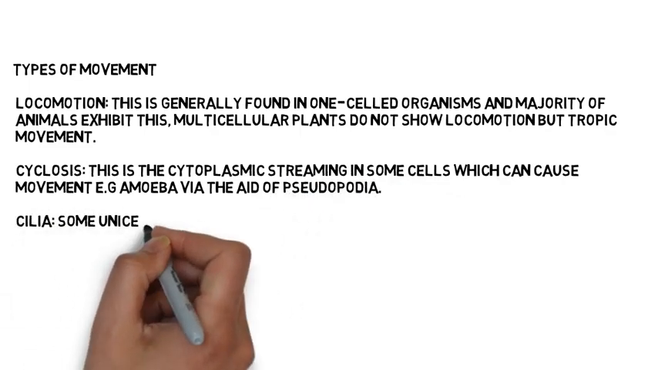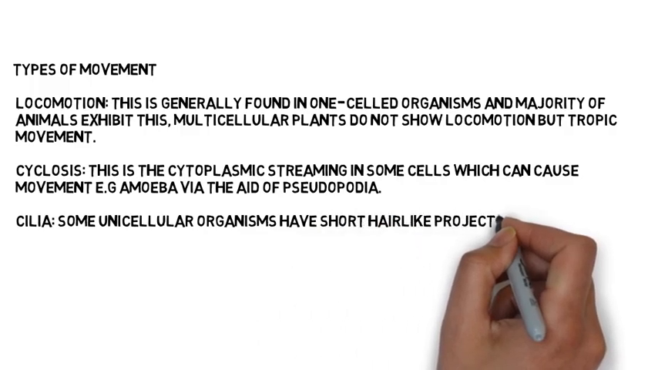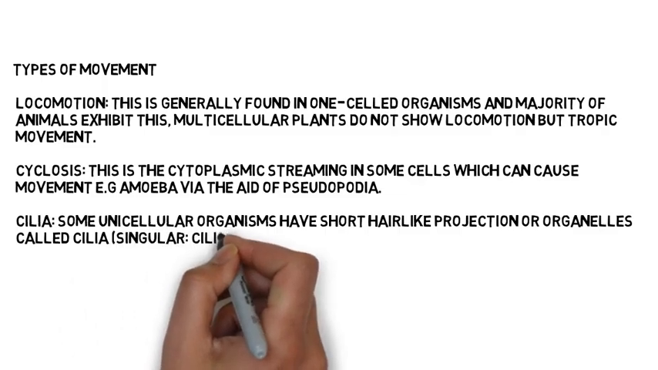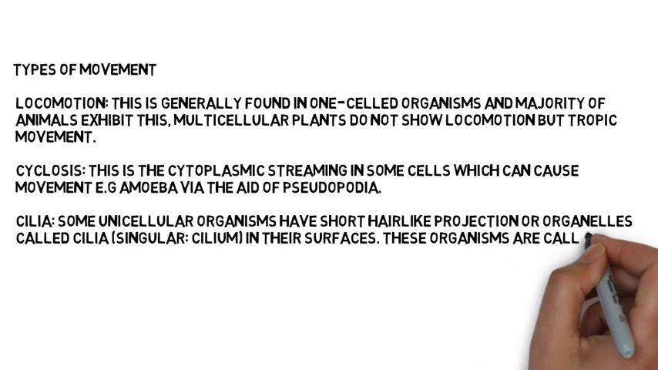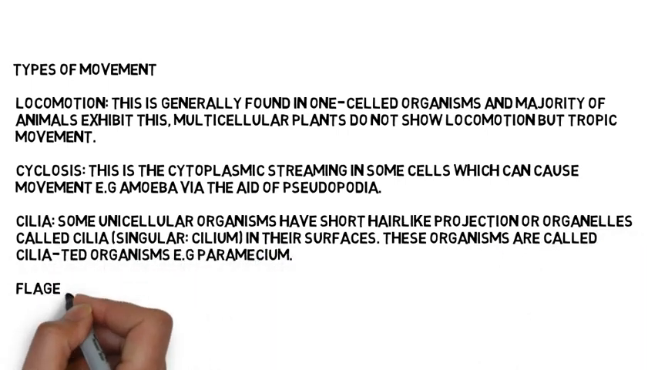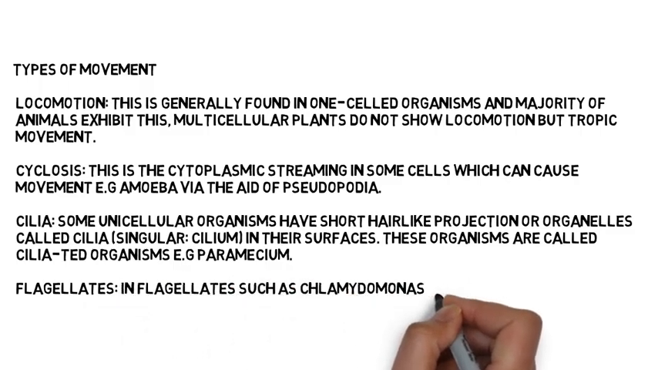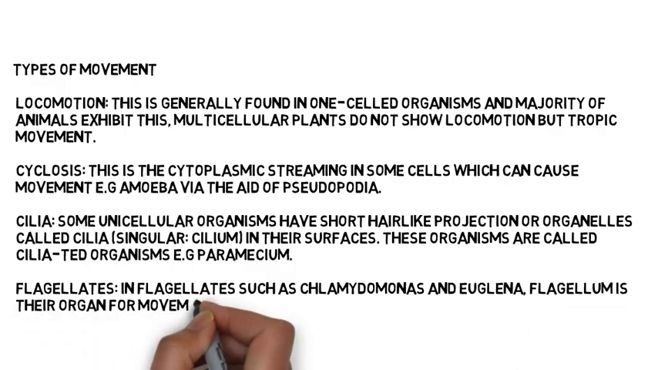3. Cilia. Some unicellular organisms have short hair-like projections or organelles called cilia, singular cilium, on their surfaces. These organisms are called ciliated organisms, e.g. paramecium. 4. Flagellates. In flagellates such as Chlamydomonas and Euglena, the flagellum is their organ for movement.